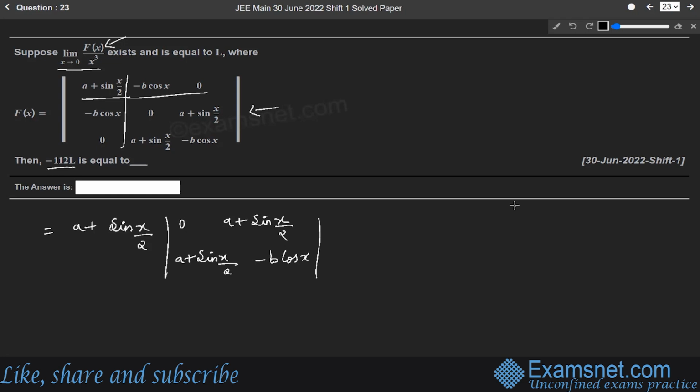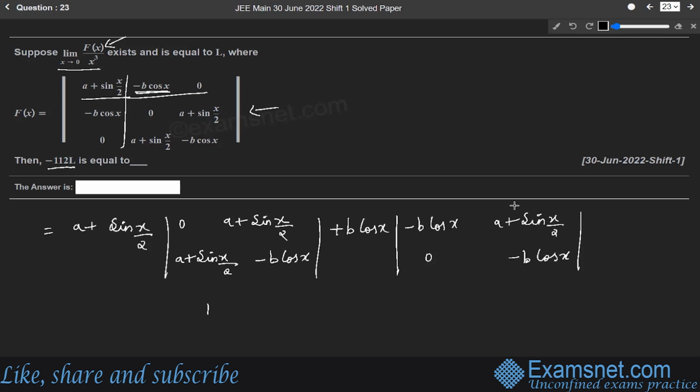Then with a negative sign, you have to write the second term. What is the second term? Minus b cos x. So minus minus will be plus, so plus b cos x. Now you have to eliminate the first row and second column. So after eliminating the first row and second column, the remaining terms are minus b cos x, 0, a plus sine x by 2 and minus b cos x.